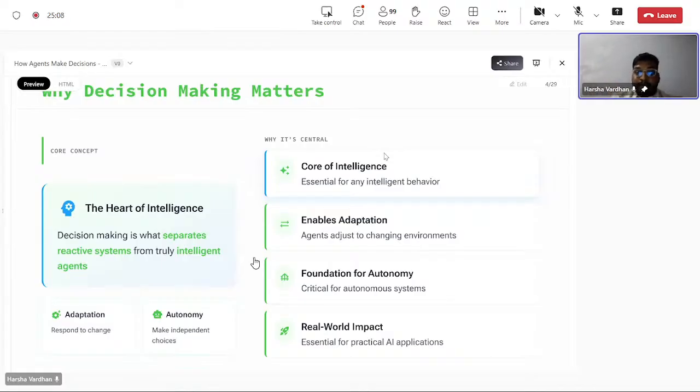And next, real world impact. How does decision making really impact the world? Whenever we talk about the world, we are talking about the fast paced world where AI is growing day by day. A couple of days ago, I read a research article saying that almost 113 AI agents altogether have created a separate social media channel for themselves.